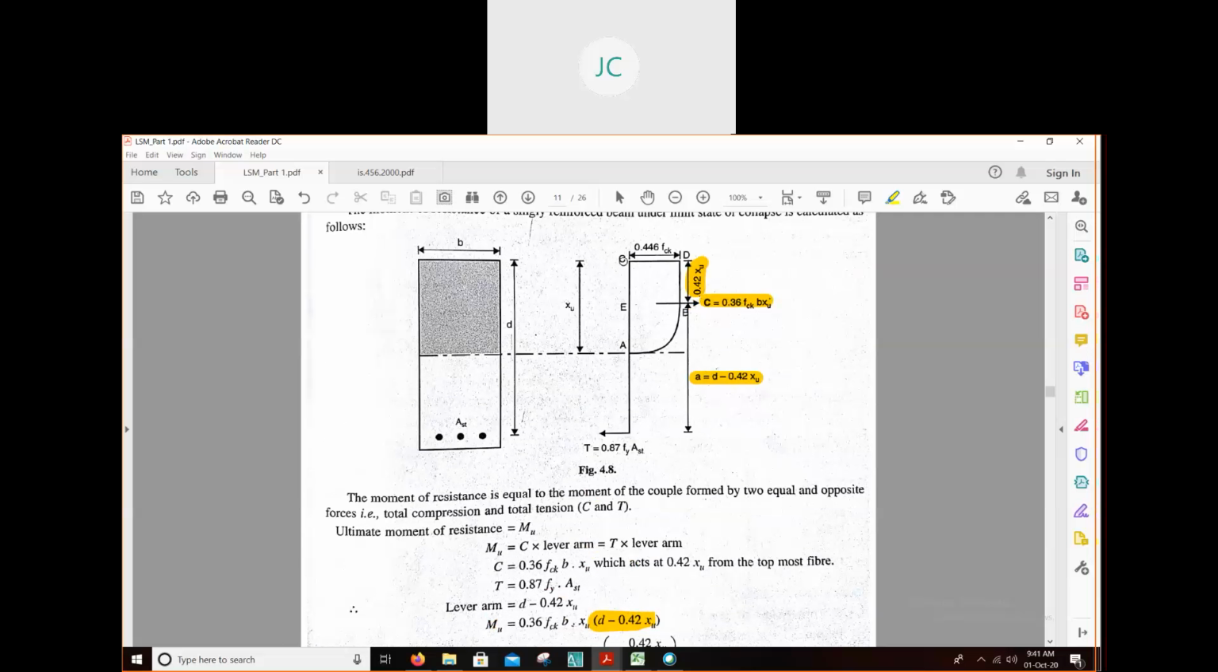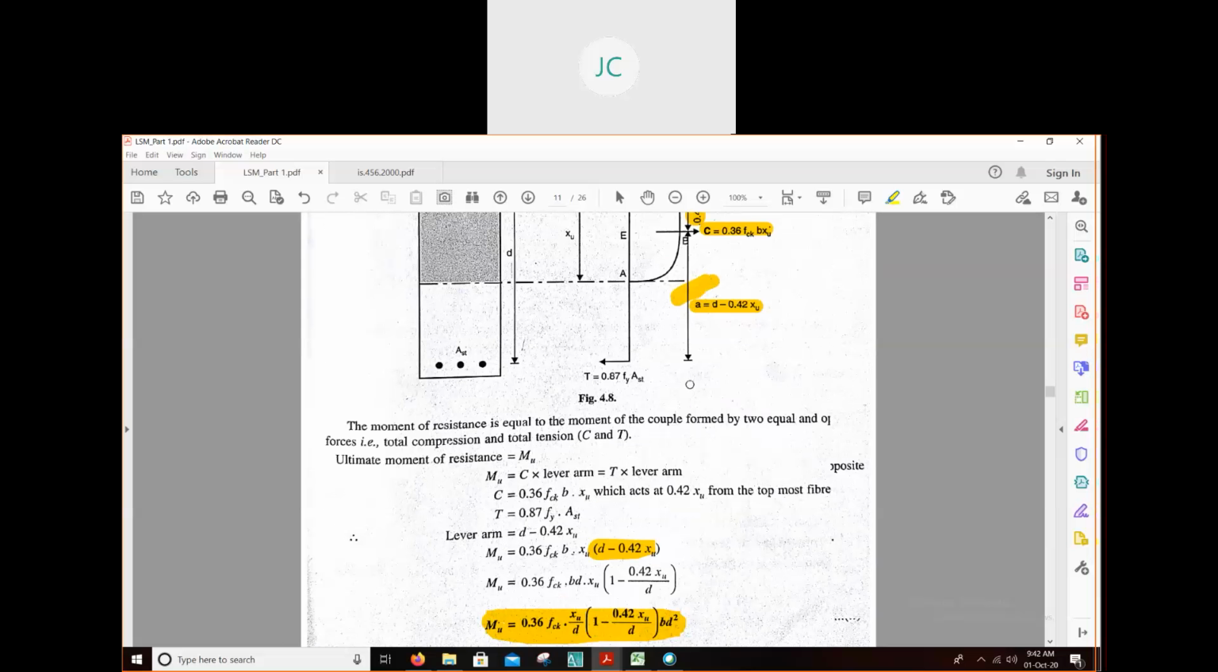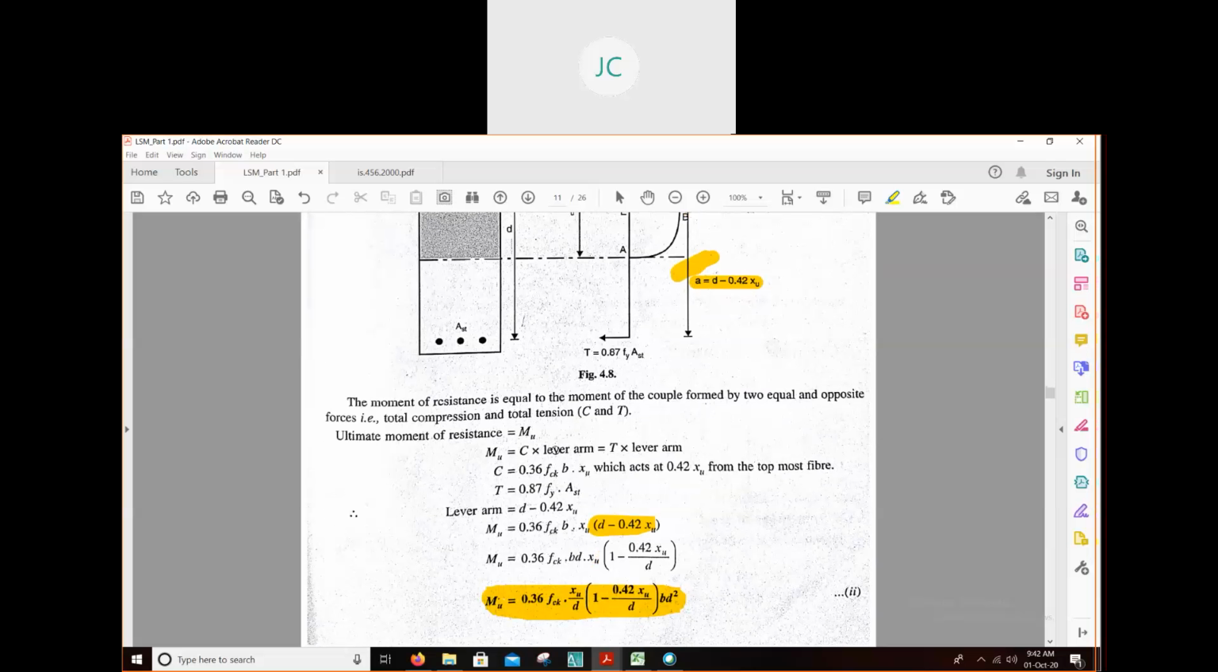From this you can see, d is the distance between the topmost layer and the center of the reinforcement, that is our effective depth. Our total compressive force acts at a distance of 0.42 times xu, the depth of neutral axis. So the lever arm will be d minus 0.42 xu. So moment of resistance equals C into lever arm equals T into lever arm.